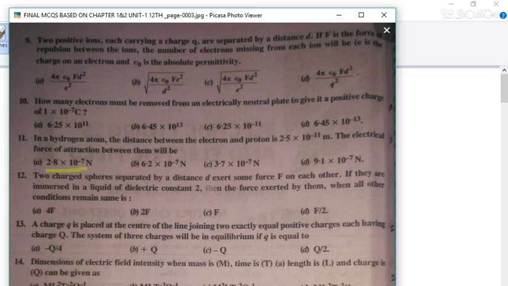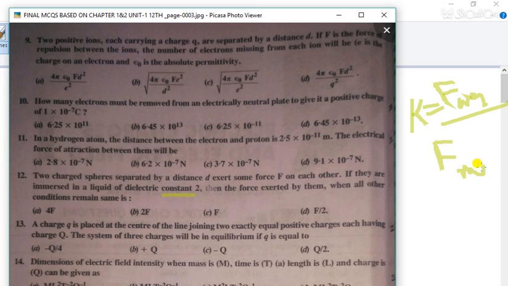Two charged spheres separated by distance d exert force F on each other. If they are immersed in a liquid of dielectric constant 2. So students, whenever we talk about dielectric constant, K is equal to force in air, force between two particles in air, to the force between two particles in medium. So it is F in air to F in medium.